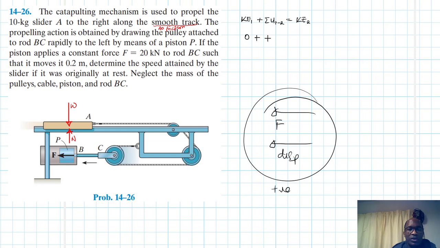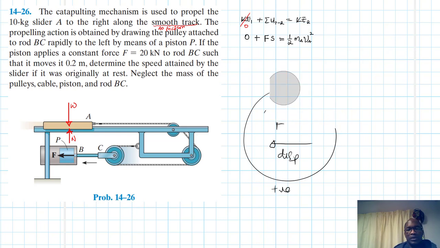So we'll have a force F, the force F times the displacement, let's call it S, and of course positive. Then this is just going to be equal to, because we are looking at determining the final speed, half m_A times v_A squared.